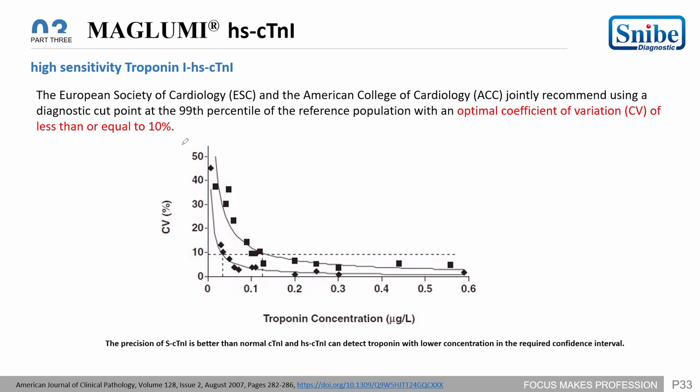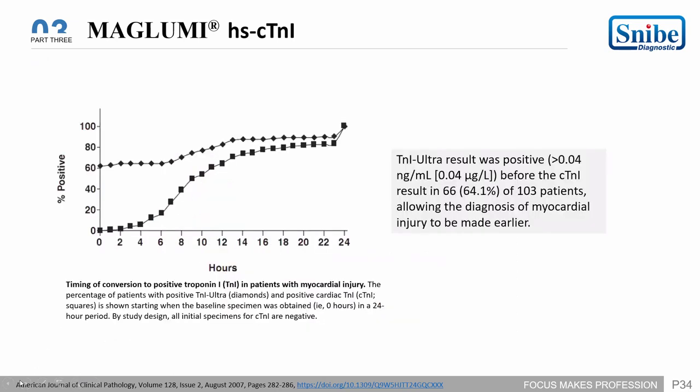The IFCC, according to the guidelines, classifies these assays on the basis of this. The precision of high sensitive troponin I is better than the conventional troponin I, and the high sensitive troponin I can determine troponin at a lower concentration as compared to the required confidence interval as well. So this is about the high sensitive troponin I.